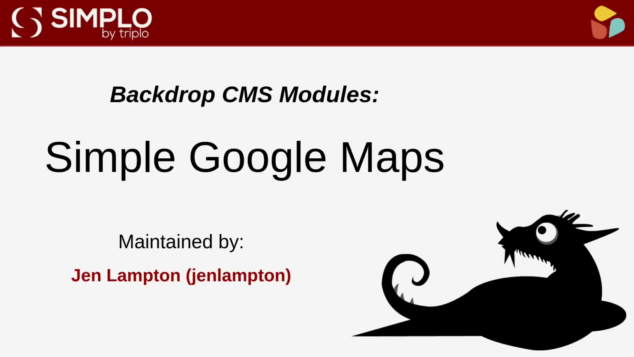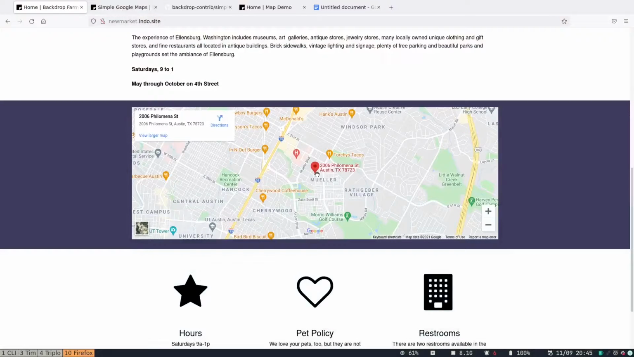This time we're talking about the Simple Google Maps module. This is a really simple module which just handles a really simple use case. We want to get a map onto our page. Something like this, we need a single location. We don't need anything fancy. We don't need multiple locations in a single map.